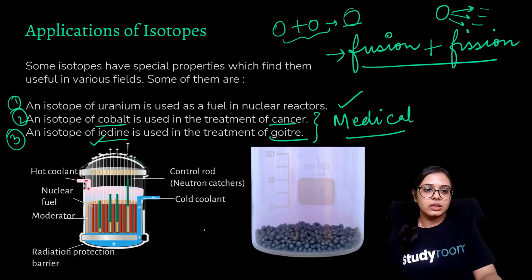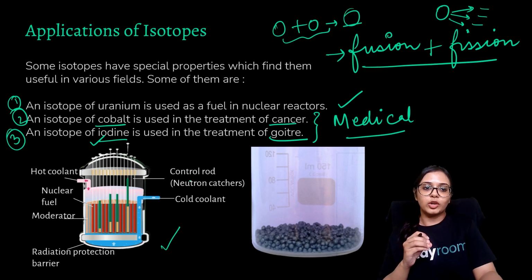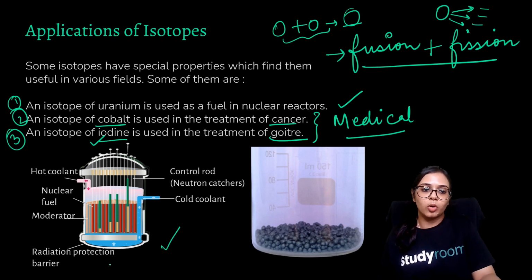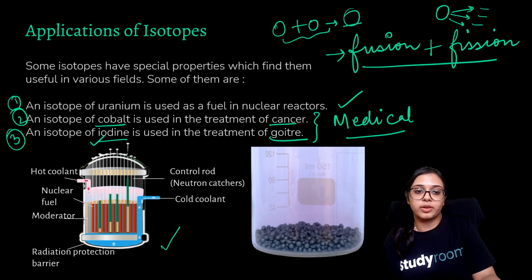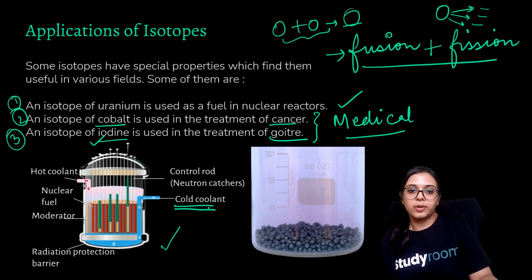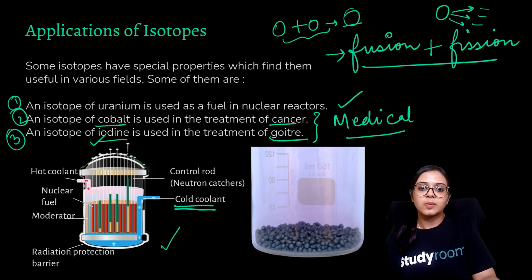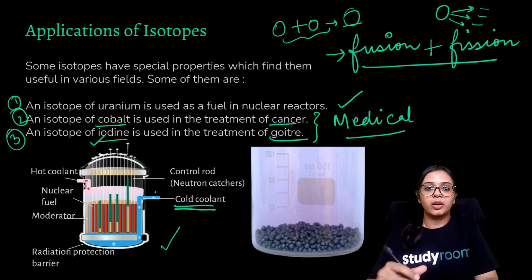This small diagram over here is a very simple depiction of how a nuclear reaction takes place. We have control rods, we have coolants, we have the nuclear fuel, we have some moderators, we have a radiation protection barrier, and we also have some hot coolant as well. That is basically the exit line of this cold coolant. So this looks simple here, but we will definitely be learning about this later.